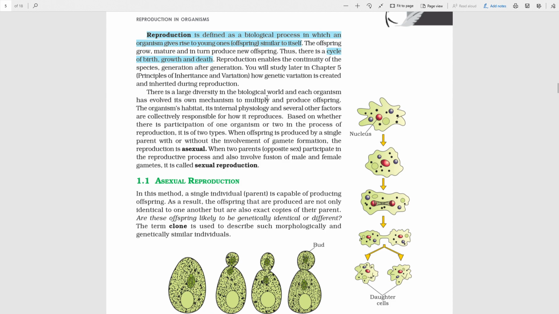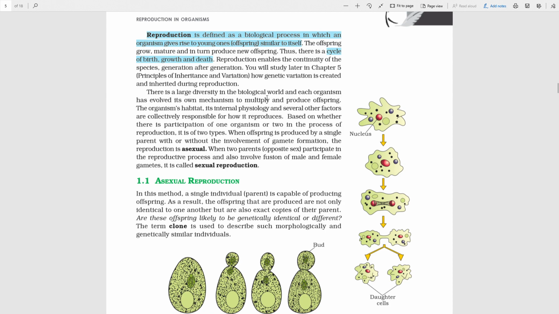Yeah, guys, let's see the point to be noted over here. As I mentioned, it's because of reproduction throughout evolution. It's because of reproduction also that there have been variations and an increase in the number, and there has been continuity of the species generation after generation. We'll come to this point more specifically in the later chapters, which is principles of inheritance and variation.